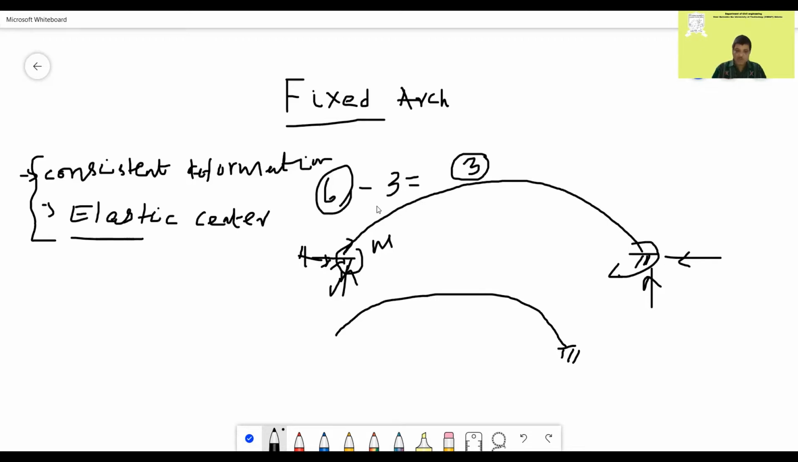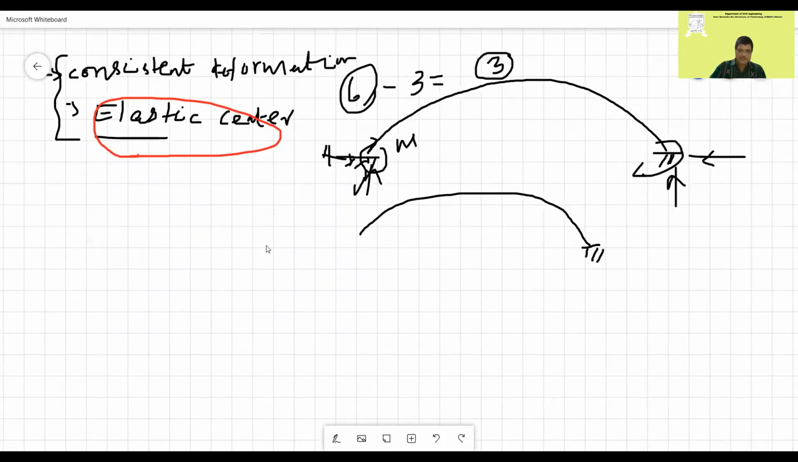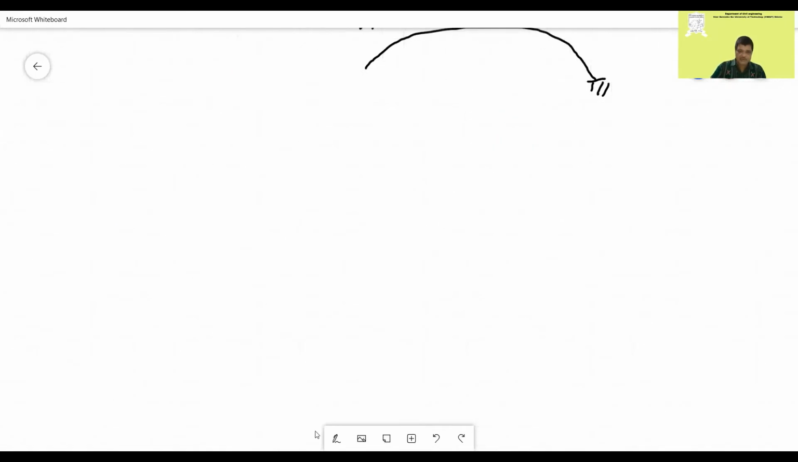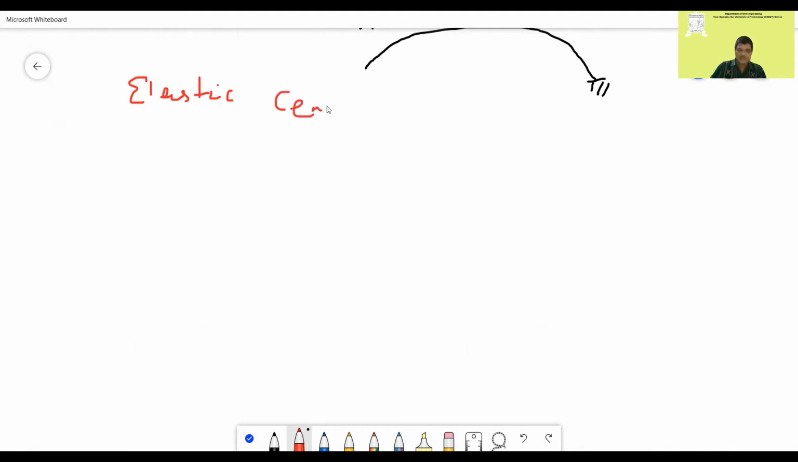So let us talk about the elastic center method. We'll discuss this second method, that is the elastic center method. What will you do here? In this method, you have to define the elastic center O. How to define it? Let us draw the diagram first.